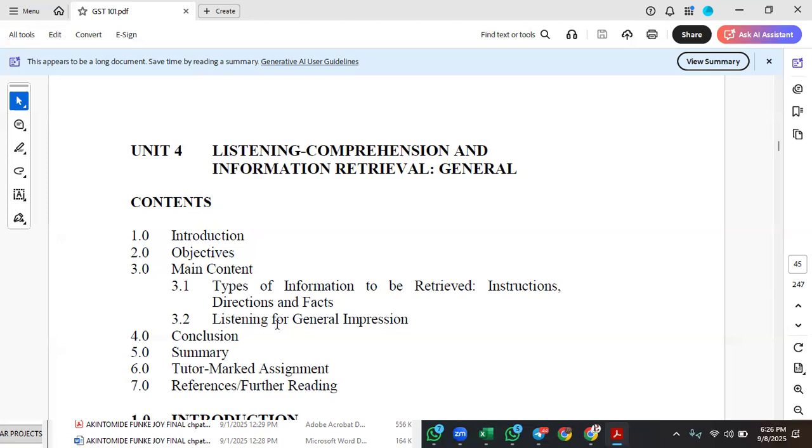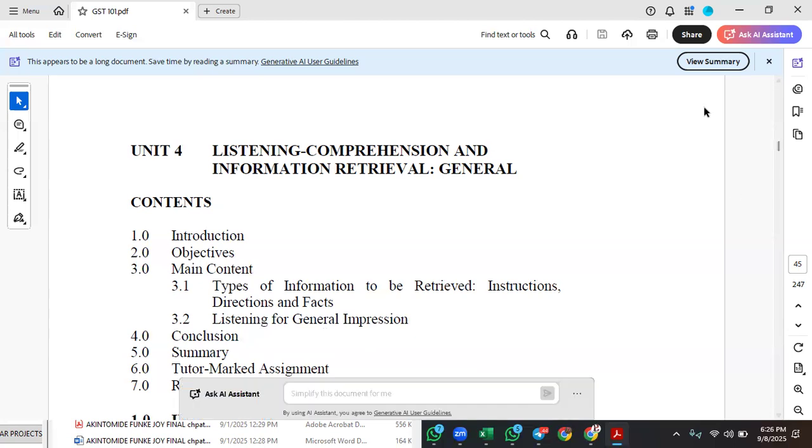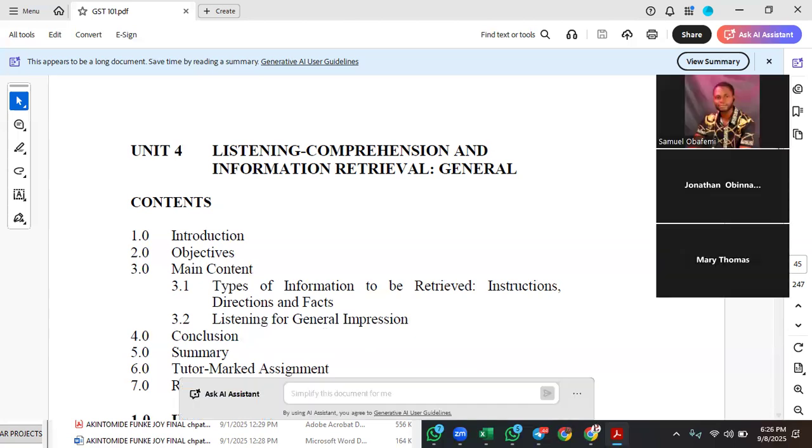And we also talk about listening for general impression. Listening for general impression.